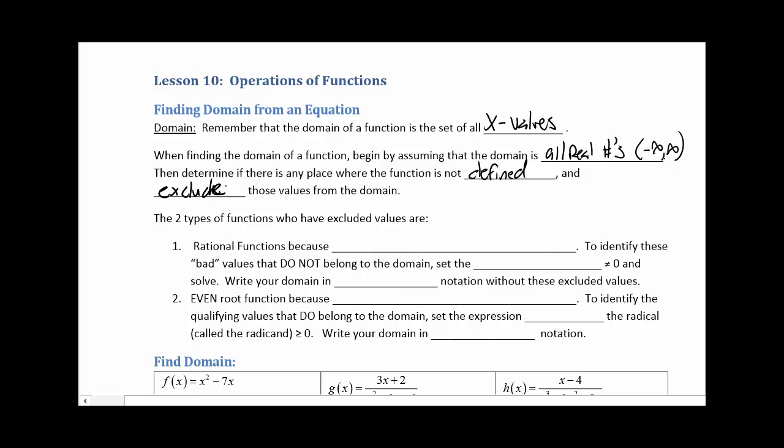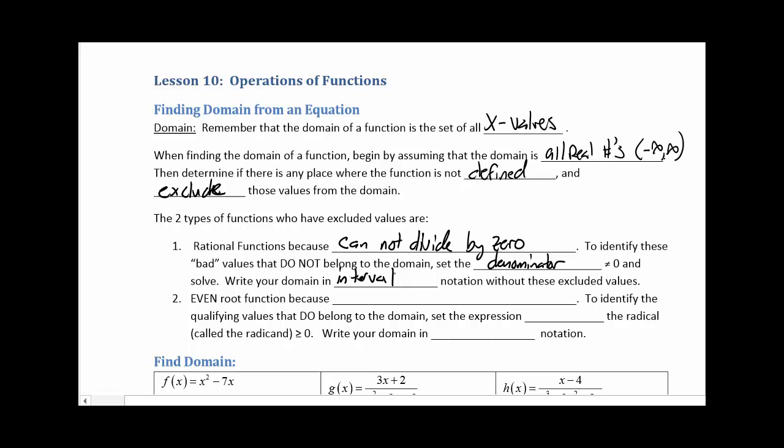Rational functions have issues in that we cannot divide by 0. So to identify these bad values that do not belong to the domain, we're going to set the denominator equal to 0 and solve. And then we write the domain in interval notation without these excluded values.